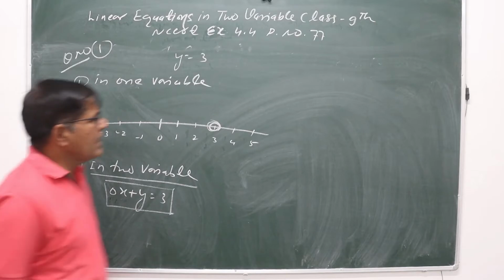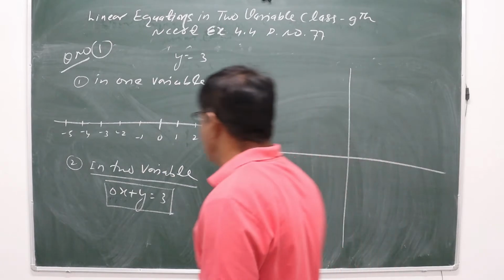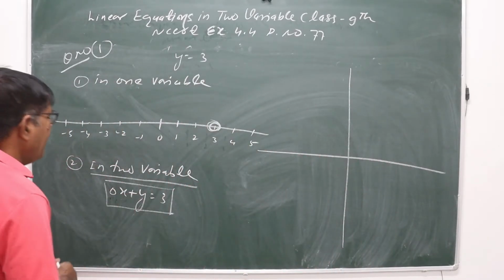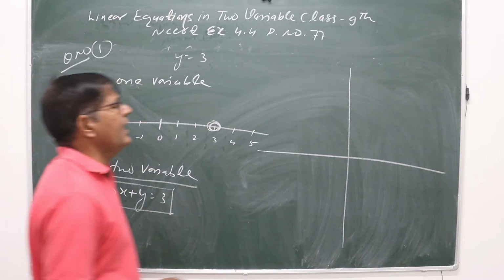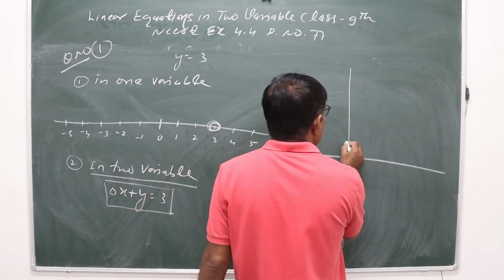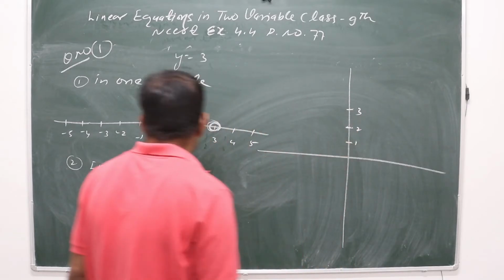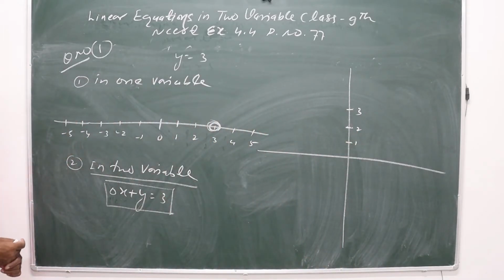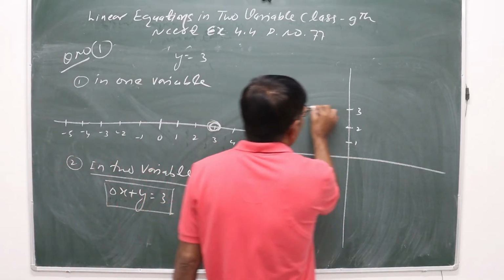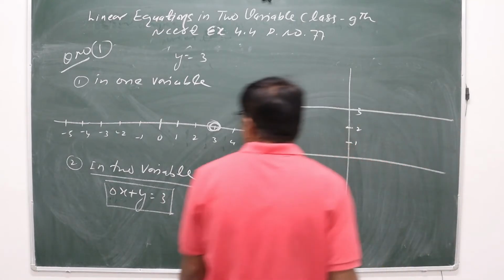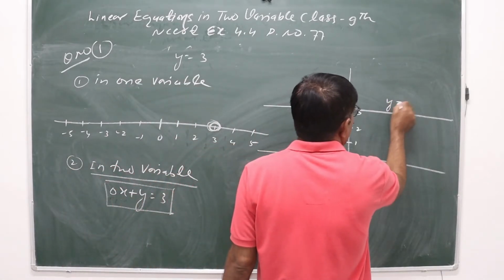So y equals 3 in two dimensions: we just learned that any line y equals 3 will be parallel to the x-axis, but its distance from the x-axis will be equal to 3. So the distance from the x-axis, this is 1, this is 2, and this is 3. So y equals 3 is the line parallel to the x-axis, and it will be in this way. So this is the equation of the line y equals 3 which is parallel to the x-axis.